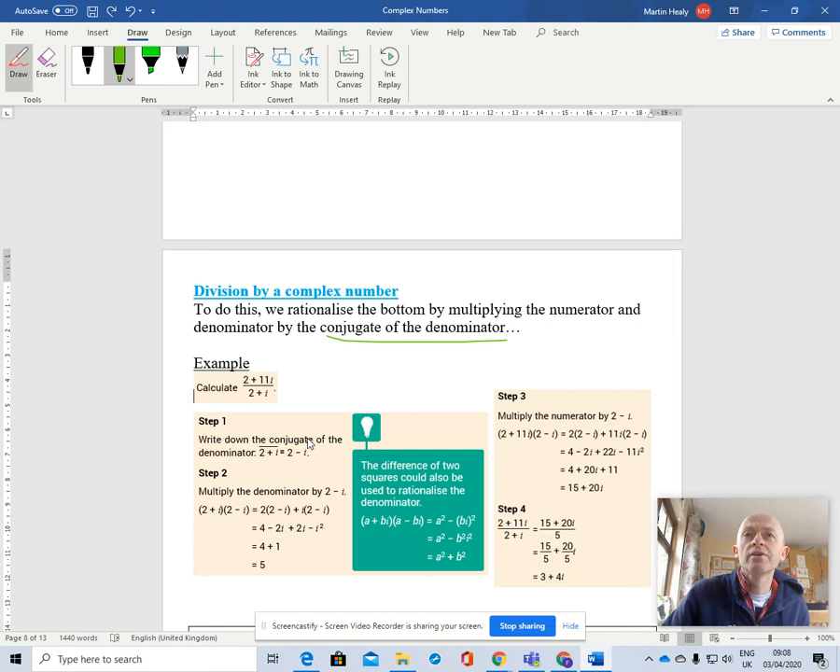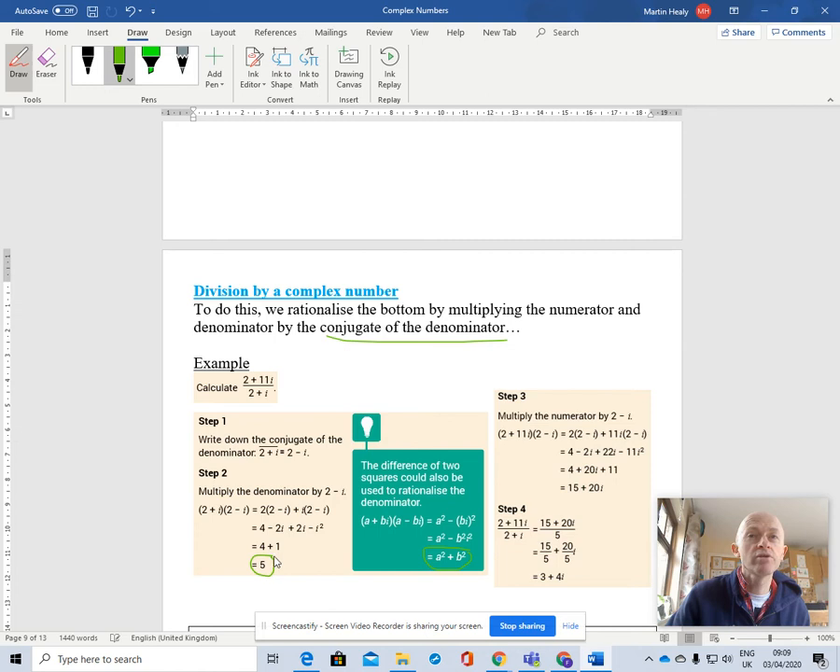Now, so here, step 1 is you write down the conjugate of the denominator, that is 2 minus i. You multiply the denominator by 2 minus i, and it ends up to be 5. Now again, if you can remember from practice, of course, it takes a while to get used to it. But when you multiply with a conjugate, you're actually working out a squared plus b squared. So here, a is 2 and b is 1. 2 squared is 4, plus 1 is 5, and you get your answer.